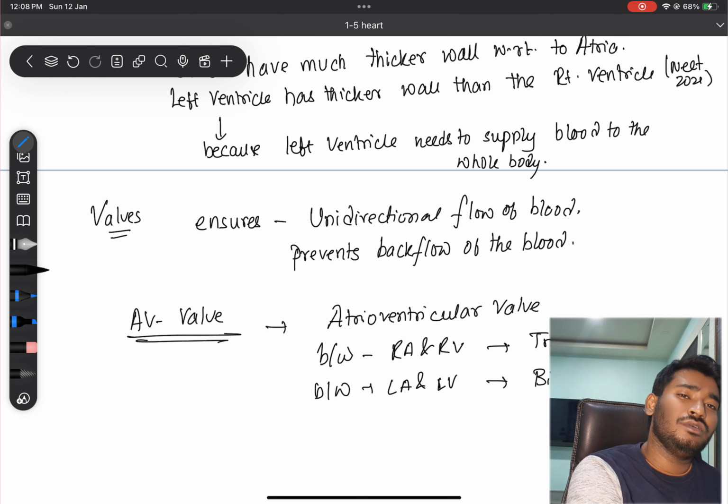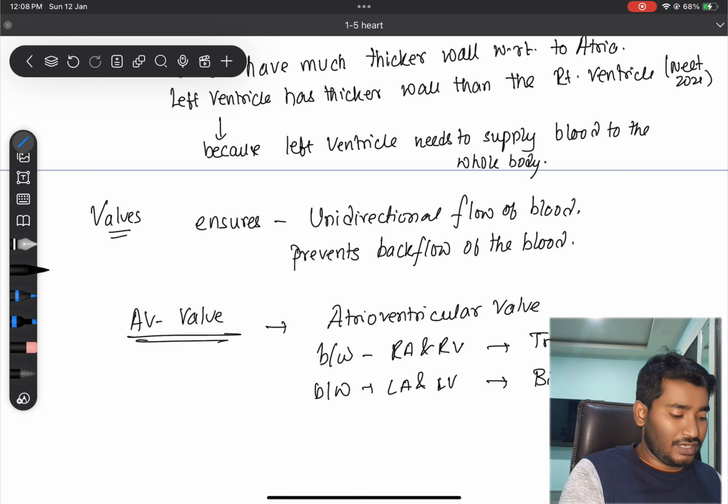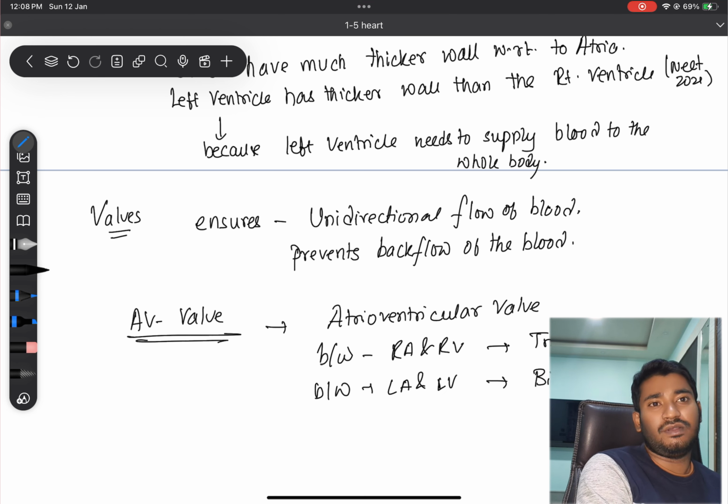I will try to give a video of angiography. Then you can see this valve or the valve replacement OT. If I get the video from the cath lab, I will try to give that video. Okay, you can see the valve there.